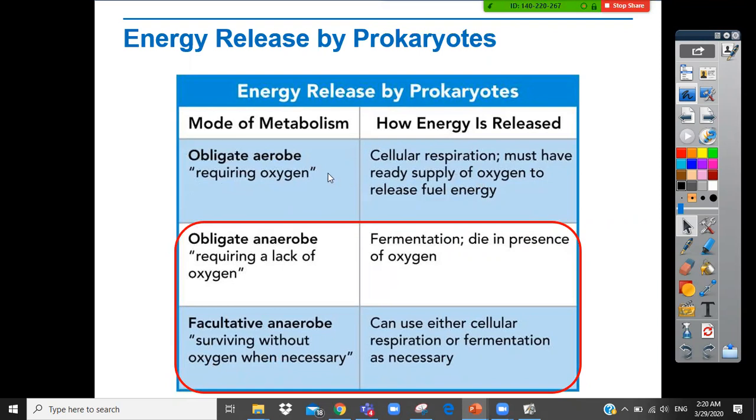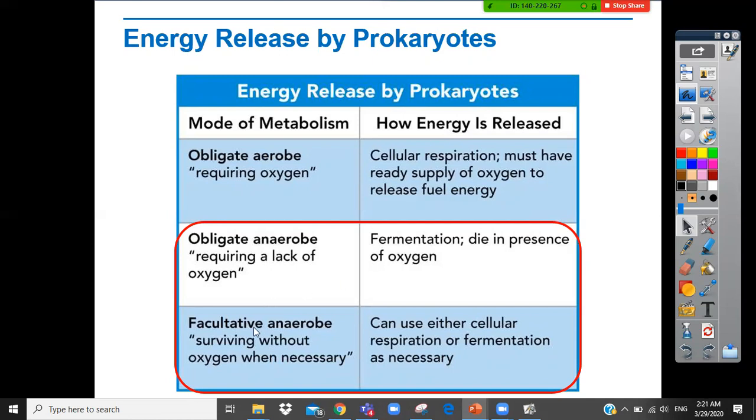Now, obligate aerobic prokaryotes require oxygen, so they depend on cellular respiration. They cannot live without oxygen. The second type of prokaryotes are called obligate anaerobic. They require a lack of oxygen, so they don't need oxygen, and they undergo fermentation. They might die in the presence of oxygen.